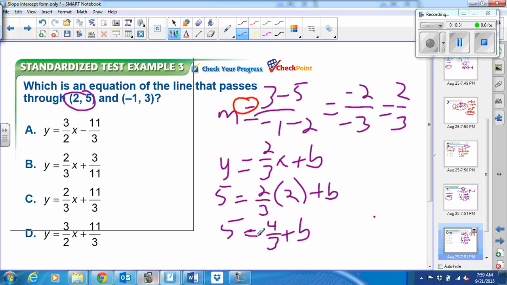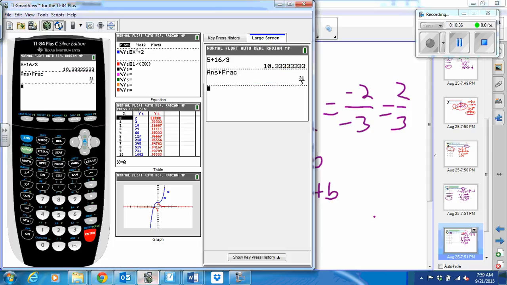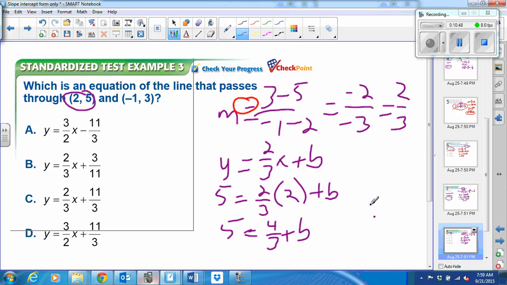Now, going back to the handy calculator, we're going to have to subtract 4/3 from both sides. And so I'm going to do 5 minus 4/3, and I'm just going to hit math, frac, and enter, and it gets 11/3. So the slope is 2/3 and the y-intercept is 11/3, so the answer should be C.